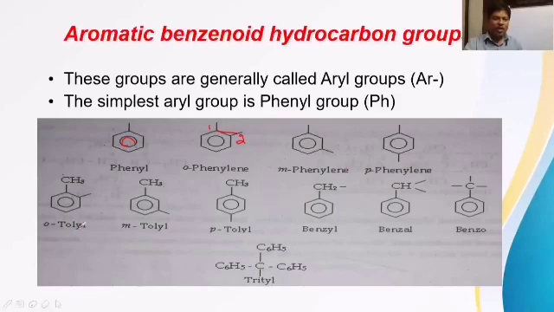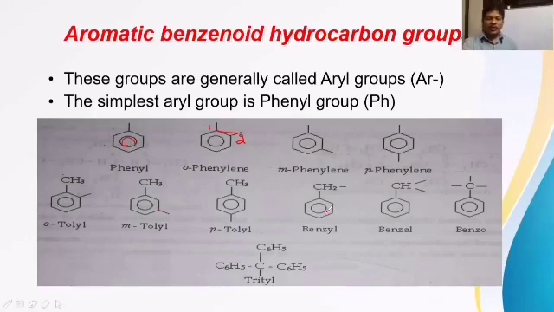Next here, orthotoluene. How is orthotoluene obtained? Benzene nucleus with a CH3 branch is called toluene. So from toluene, 1 hydrogen is removed from the ortho position. That's why it is called the orthotoluene group. And here the hydrogen is removed from the meta position, so it is called metatoluene. And here the hydrogen is removed from the para position, so it is called paratoluene. Okay.